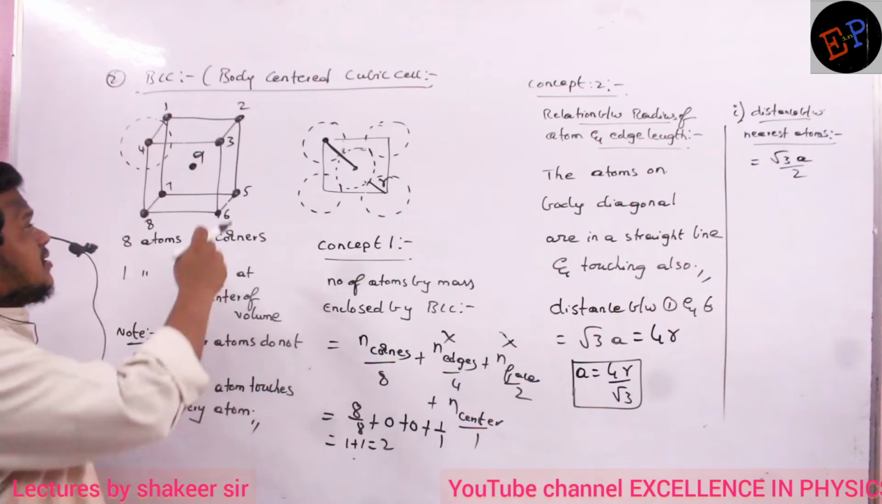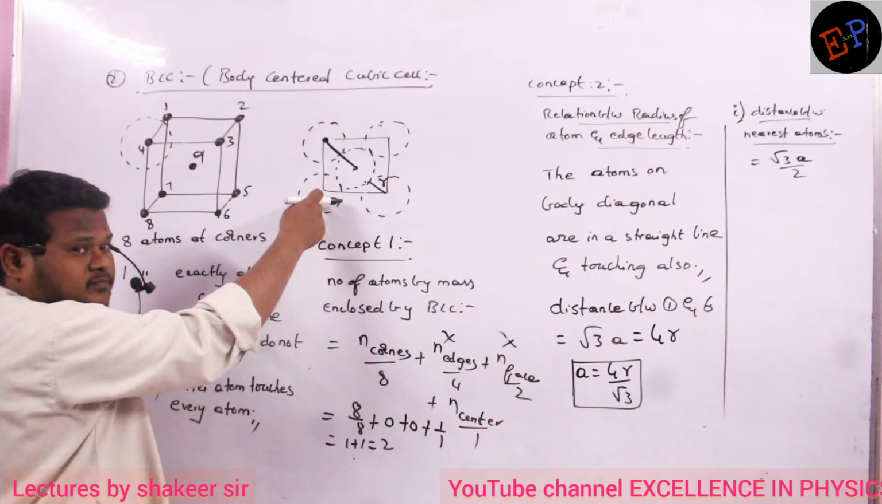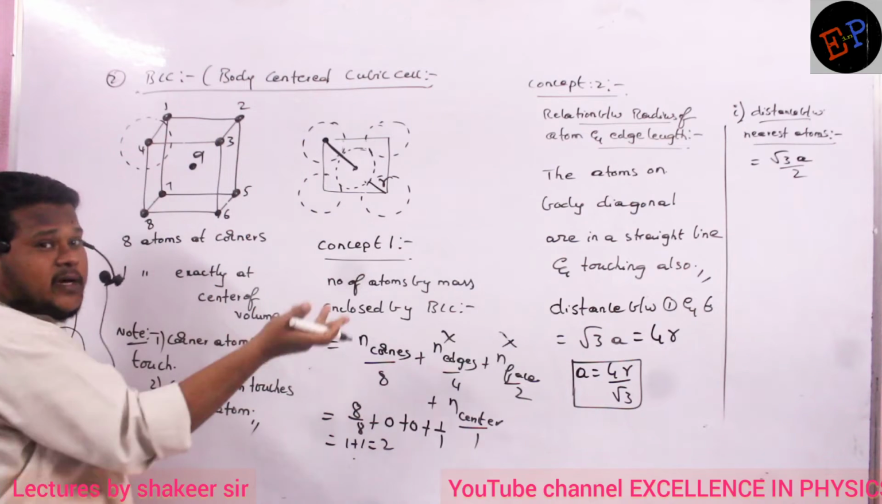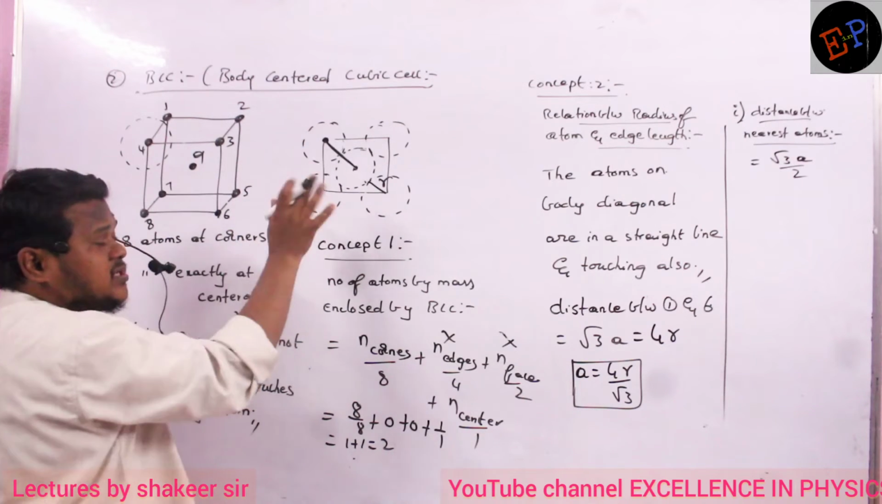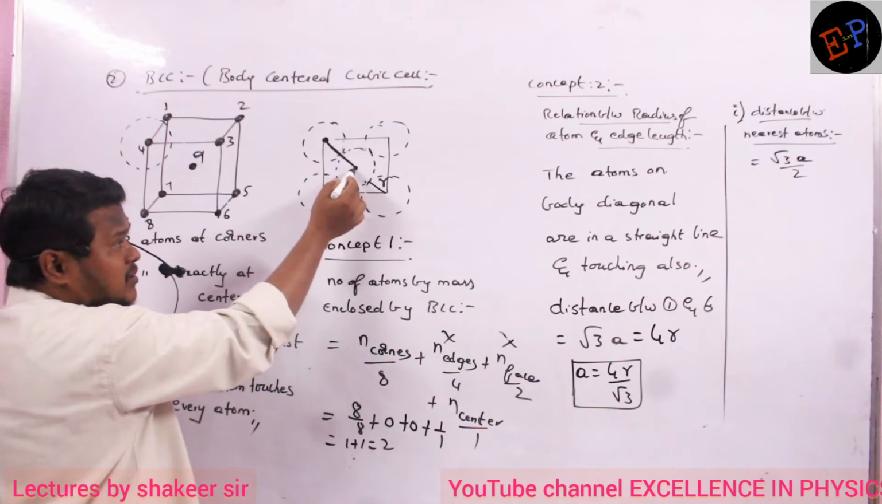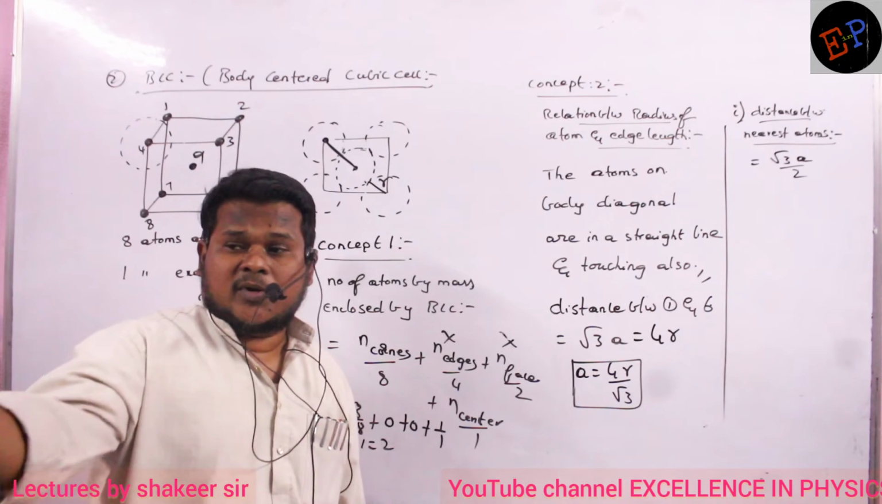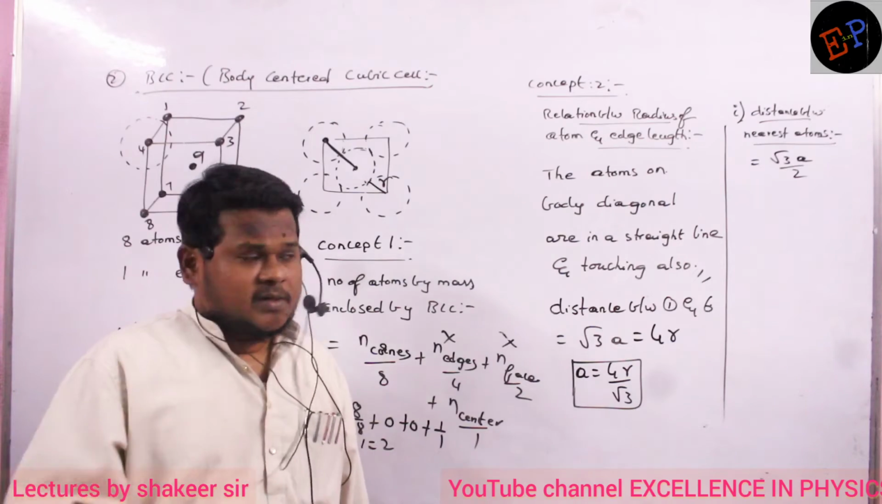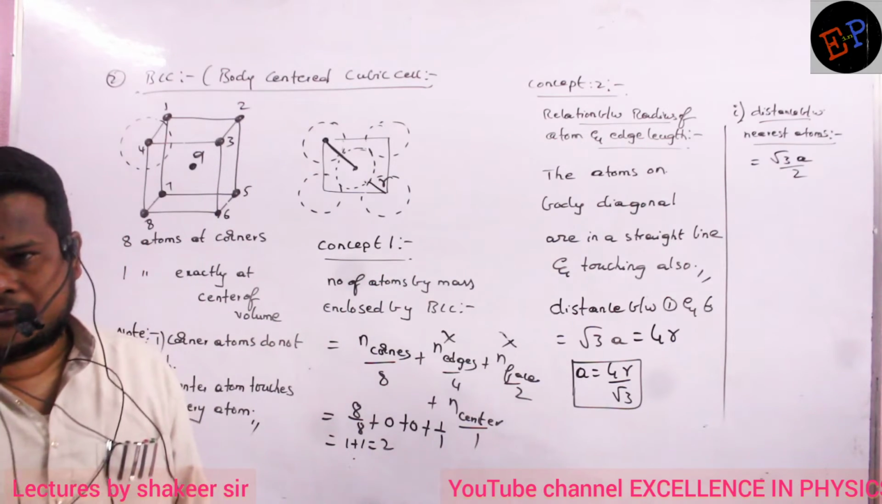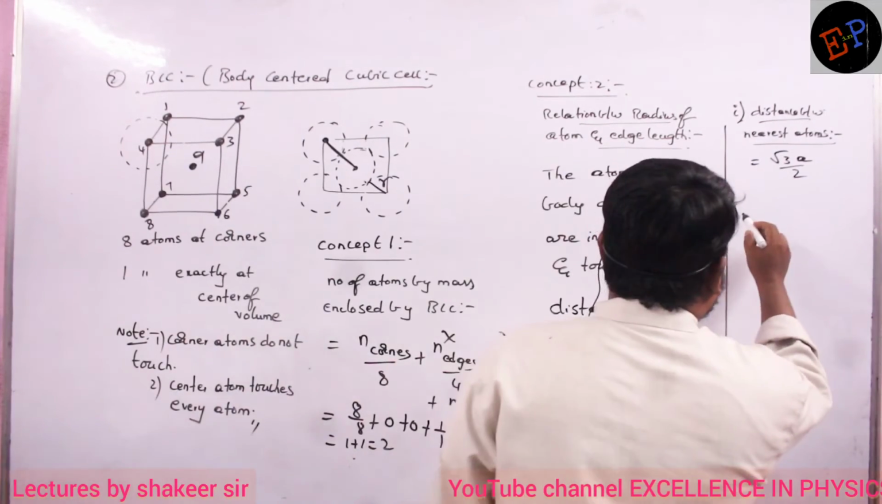In PCC, these two are touching, so the shortest distance was a. But now here these two are not touching, no? But the middle one and the corner atom are touching. So that distance is half of the body diagonal. Is it understood? So that is root 3a by 2. Okay. So next shortest distance.